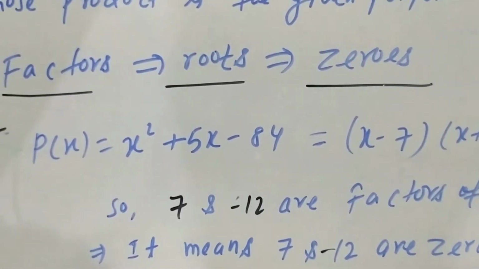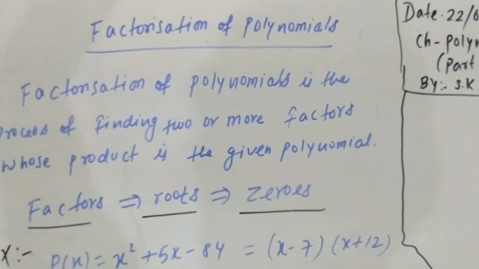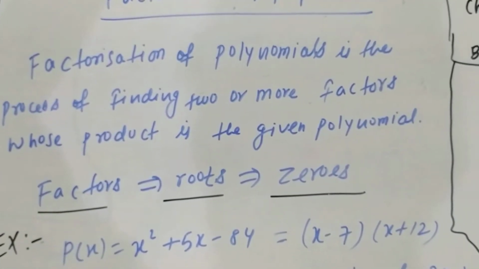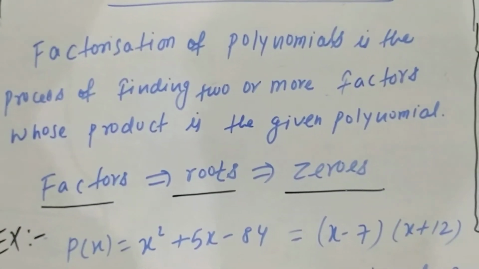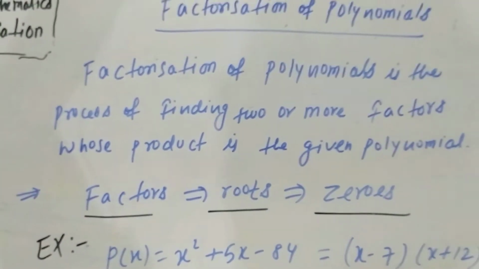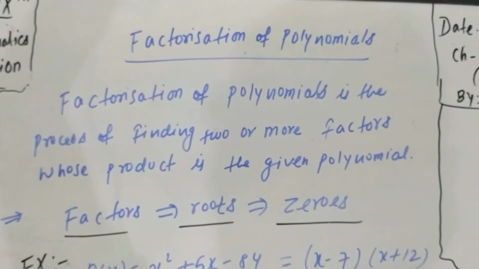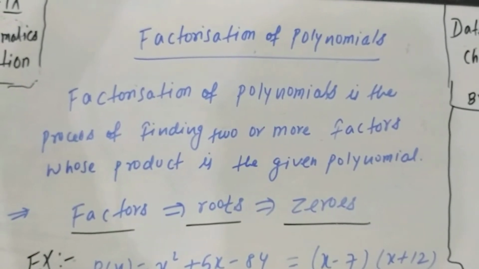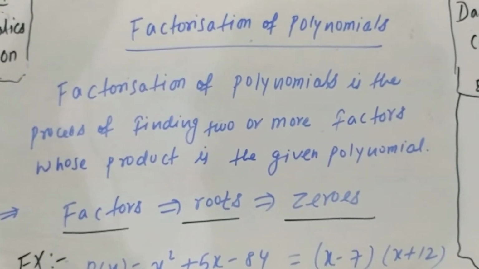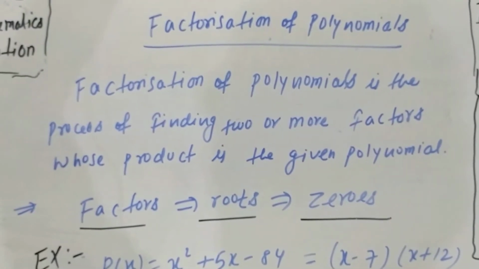Clear, dear students? So we can say factors are nothing but roots, and the other name is zeros. Now I will factorize quadratic polynomials, then cubic polynomials, then biquadratic polynomials. We are going to discuss one by one. First I want to discuss factorization of quadratic polynomials, which means the degree of the polynomial is 2. So let's see.